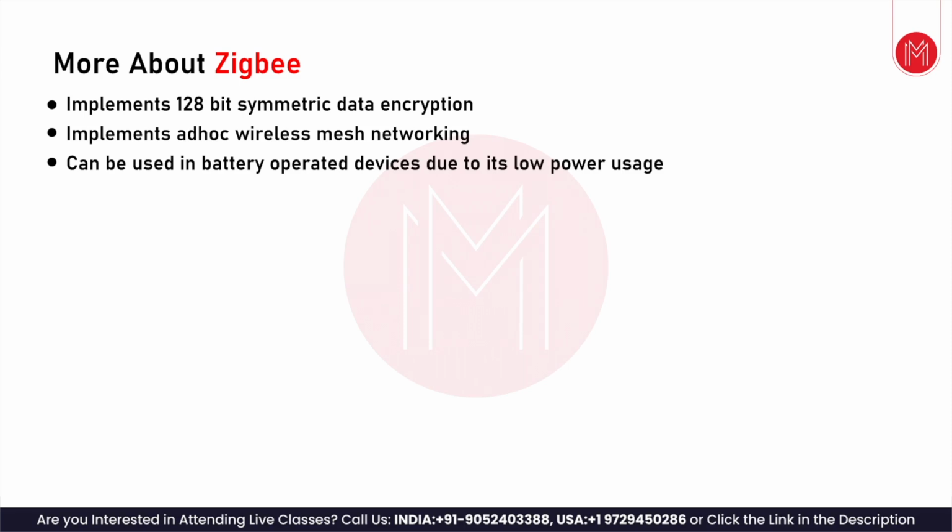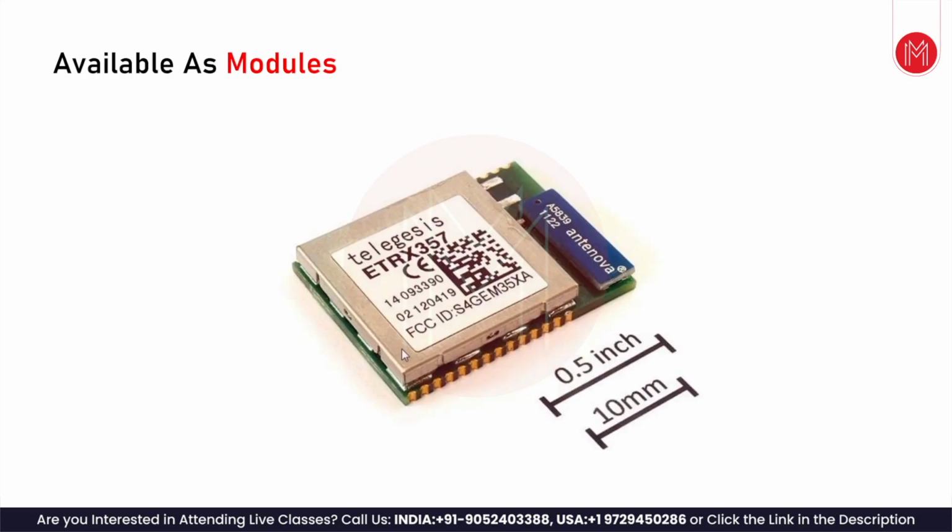It implements ad hoc wireless mesh networking. All the Zigbee nodes form a mesh network, which forms ad hoc. They detect each other's nodes and then form the network. It can be used in battery operated devices due to its low power. So that's basically a typical Zigbee module.